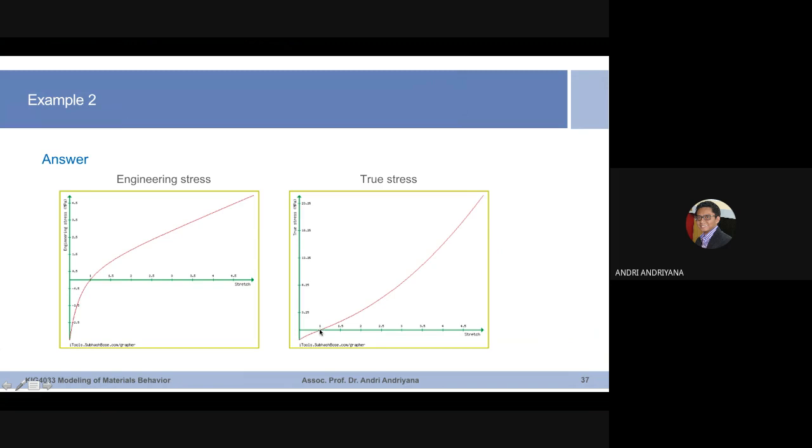As you can see, whenever we are in the small strain region, the true stress and engineering stress remain the same. But as the amount of strain increases, the difference becomes much more significant. For instance, for lambda equal to 3, true stress is approximately 8 point something, while the engineering stress is only about 3 megapascal, while here it is 8 megapascal.